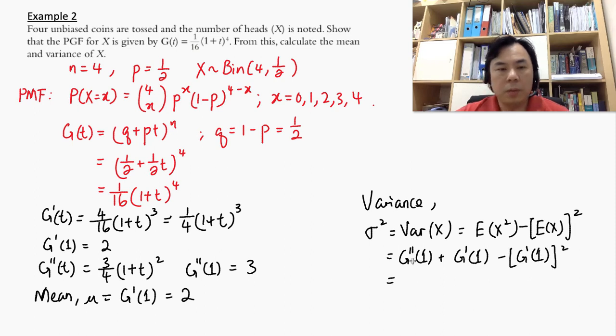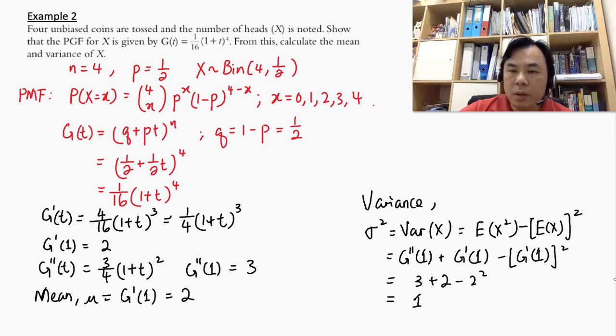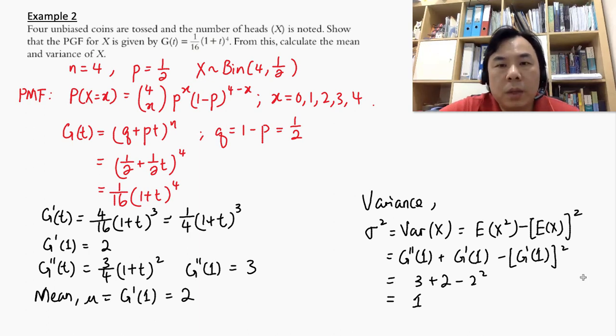Okay, so my second derivative is a 3, my first derivative is a 2, minus a 2 squared there, right? So therefore, the variance is equal to 1 here. Now I hope that is clear how we obtain the mean and variance from the probability generating functions of binomial distributions. Right. So next I'm going to move on to the next example shortly.